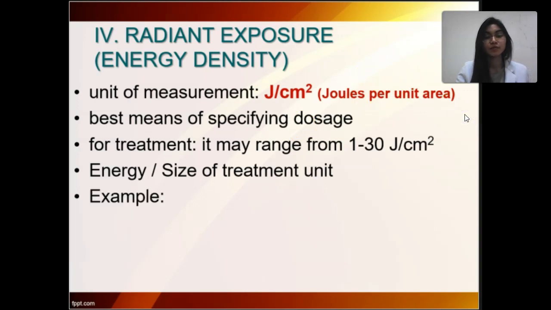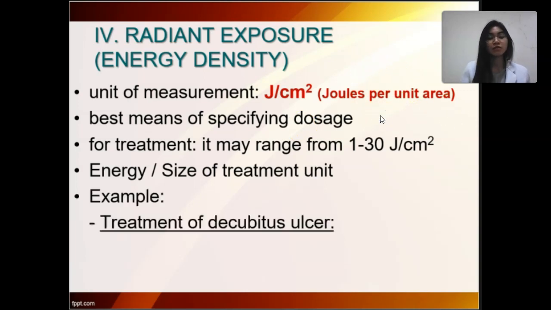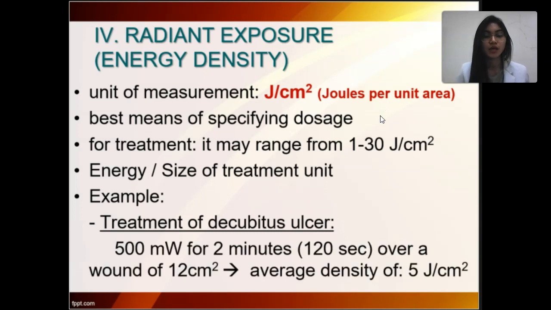For example, treatment of a decubitus ulcer. We have 500 milliwatts for your power, and the time of irradiation would be 2 minutes over a 12 square centimeter wound. Using the formula, energy divided by the size of treatment unit, we get the answer of 5 joules per square centimeter.